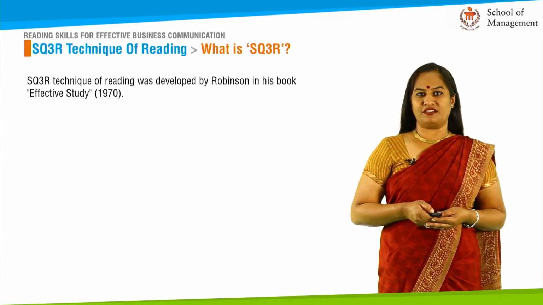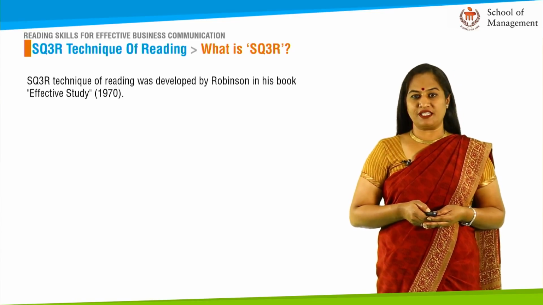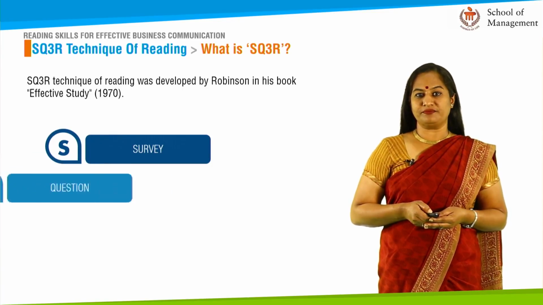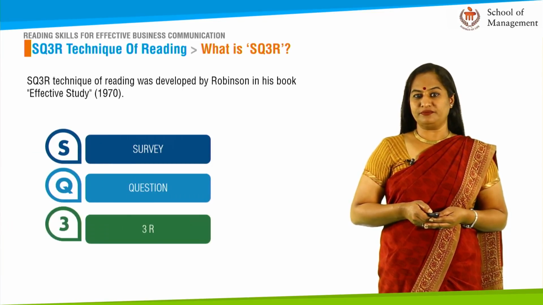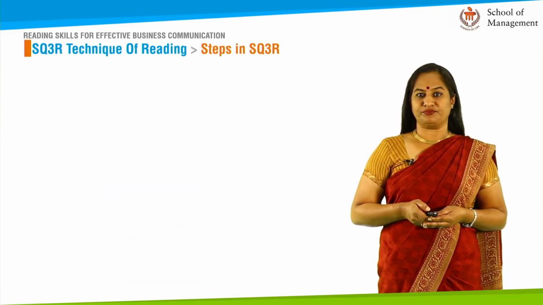What is SQ3R? SQ3R Technique of Reading was developed by Robinson in his book Effective Study. S is survey, Q is question. The 3 R's stand for read, recall, and review.